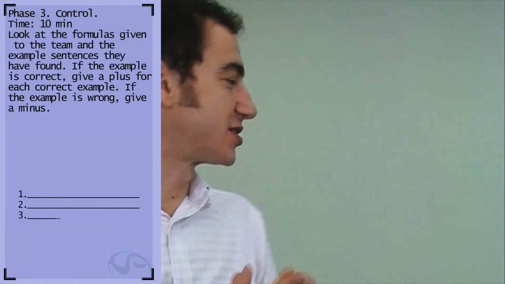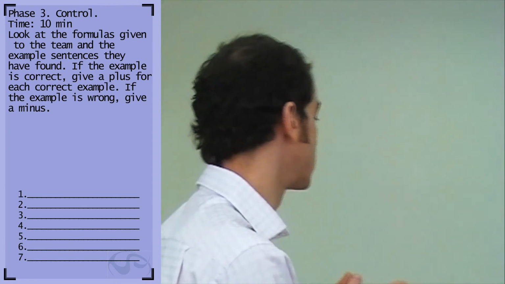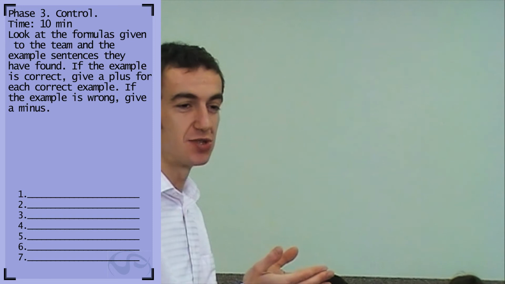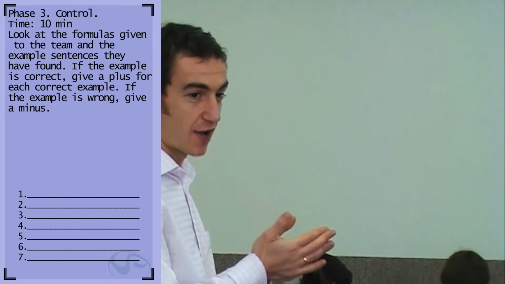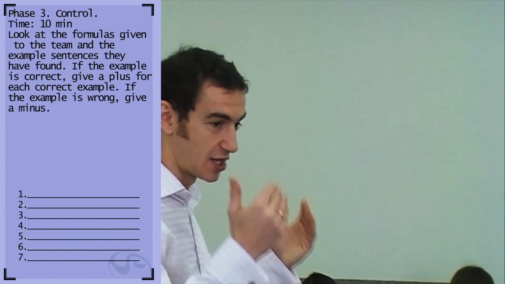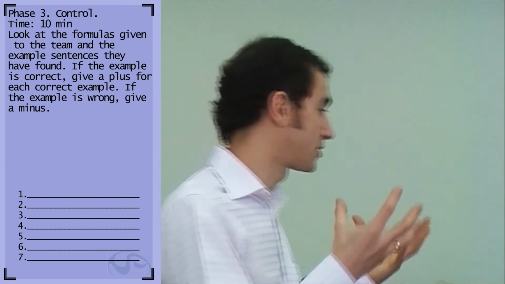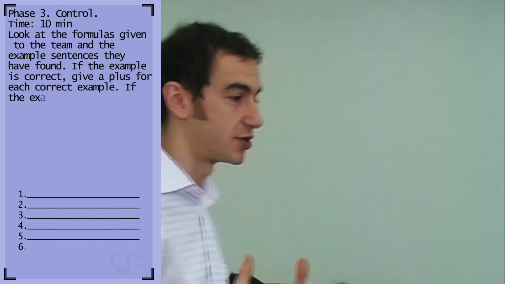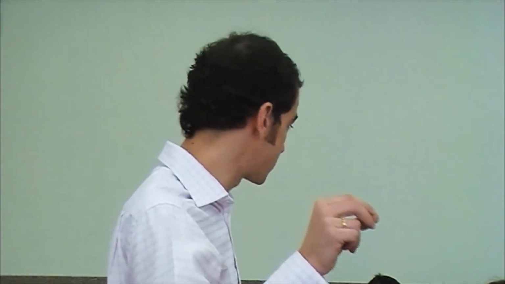Now, the last phase to score points. What you have to do now is to control. Now you have the teacher's job, basically. What you have to do, you have to look at the problems in stage 1, then at their ideas of correct answers in stage 2, and then if you think that their example is correct, you put a plus. If you think the example is wrong, you put a minus.